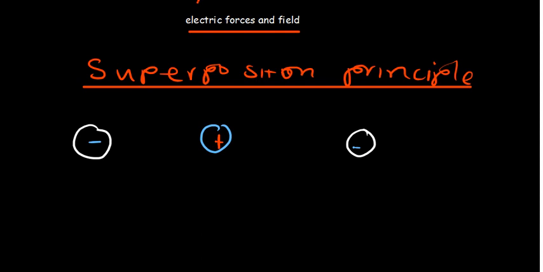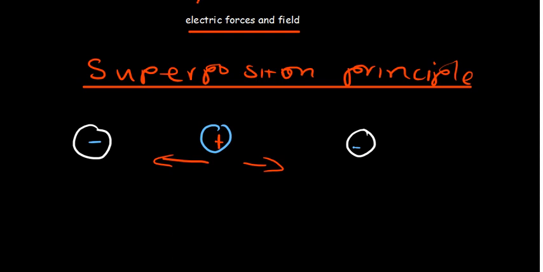We know that this is going to be attracted by the negative. Even this one is going to be attracted by the negative. So we are going to experience 2 electric forces, one going to the left, another going to the right, because we have three charges there. So what can we conclude?